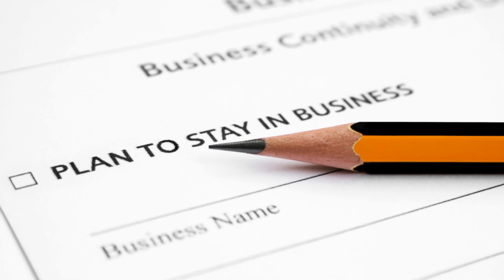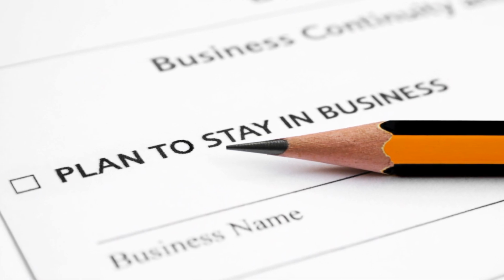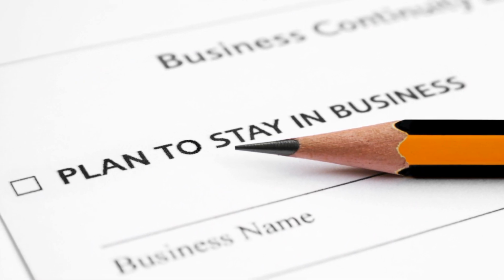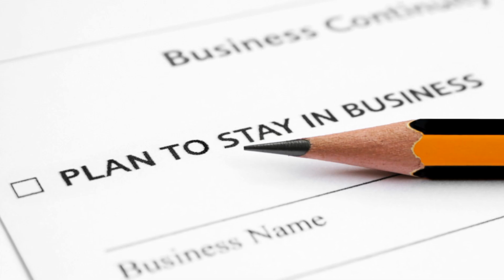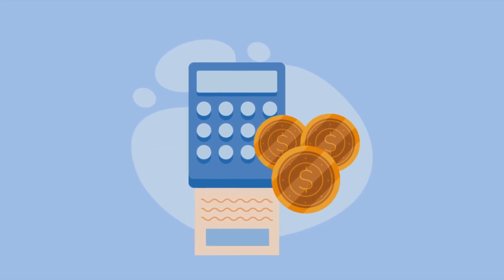Also, add a reinvestment percentage. Decide how much profit to reinvest. Example: reinvest 20% into product. Make the reinvestment a monthly transfer. This treats growth like a regular expense.